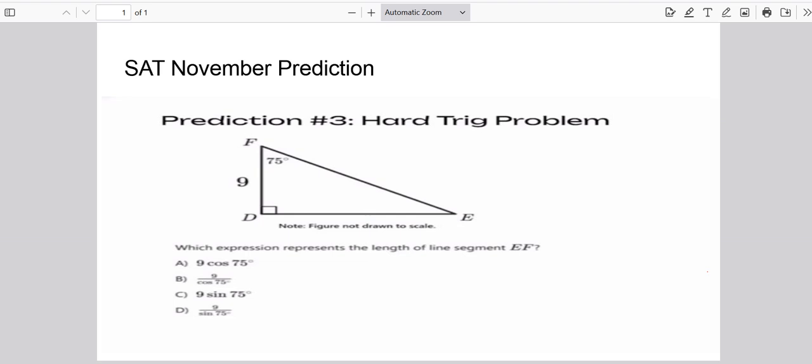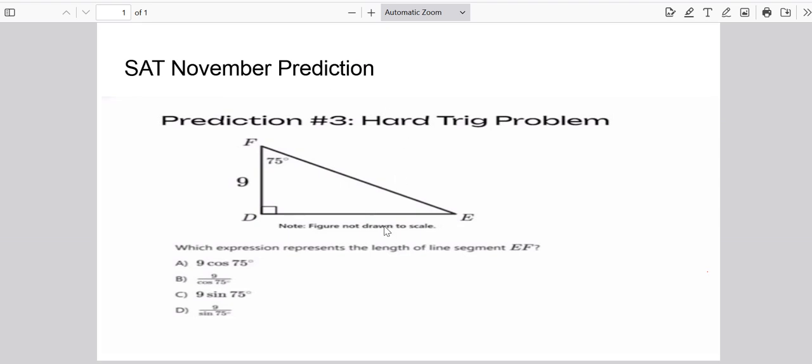Today we are diving into a super tricky SAT math predicted question. This one is one of the hardest trigonometric problems that most students get wrong, but don't worry, I will break it down step by step so you can solve questions like this in seconds on test day. So let's get into it.